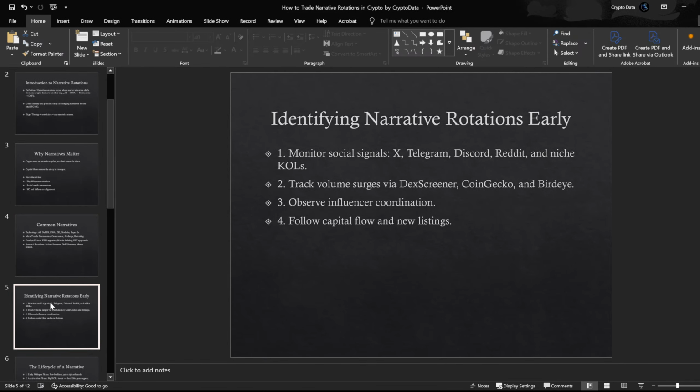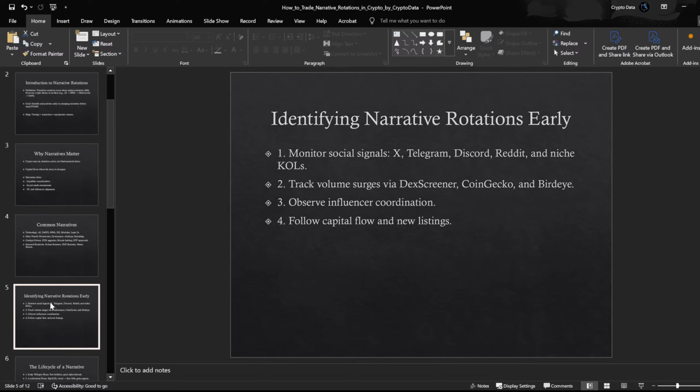Now next, how to identify these narrative rotations early. So you're going to monitor social signals such as X, Telegram, Discord, Reddit, and niche KOLs. What do I mean by niche KOLs? So KOLs are key opinion leaders, i.e. influencers. Now, there's some influencers that are extremely accurate. And I'm talking about Benjamin Cohen, Virtual Bacon, Xi Jinping, he's actually a very good one, and a few others. They're very accurate in their predictions.